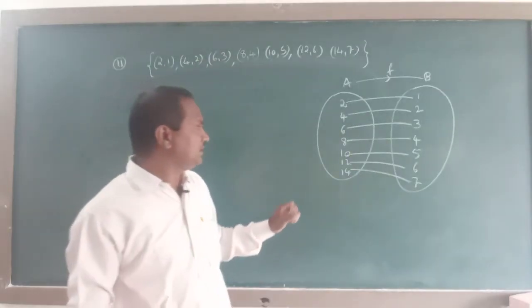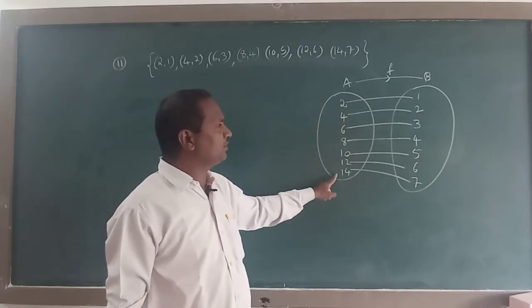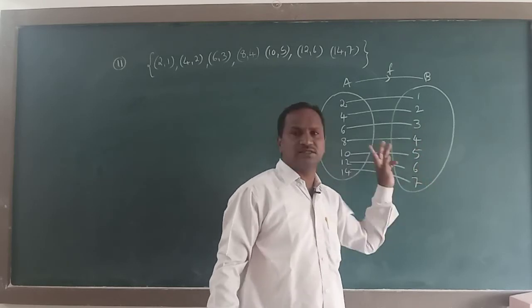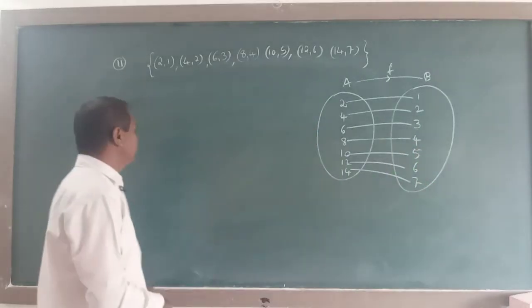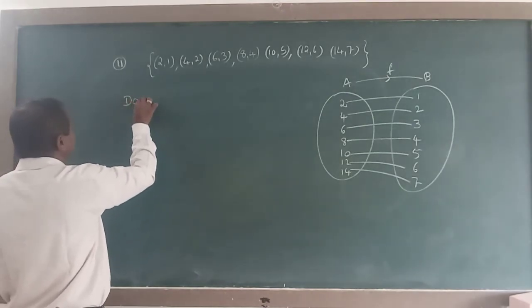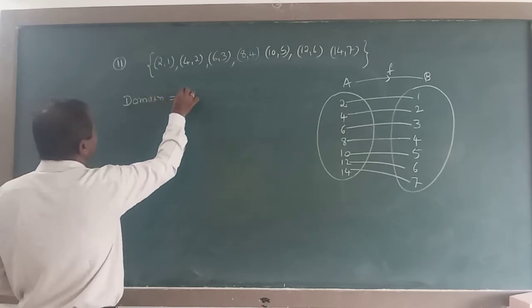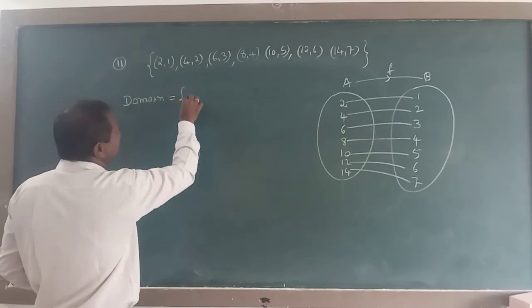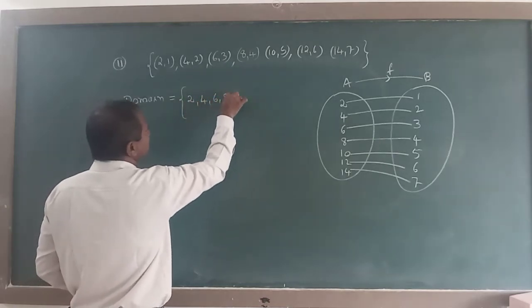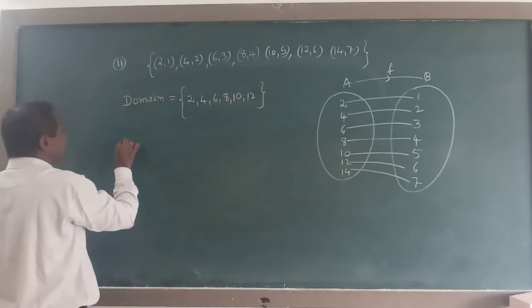Here we can tell the domain is equal to 2, 4, 6, 8, 10, 12, 14. And the range is equal to 1, 2, 3, 4, 5, 6, 7. So now we can write the domain is equal to, let us call the first elements. What are the first elements? 2, 4, 6, 8, 10, 12. That's all.